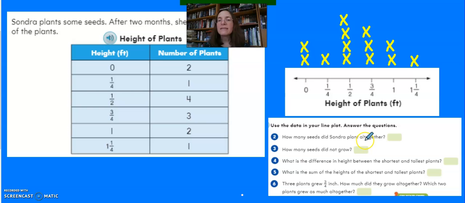How many seeds did Sandra plant altogether? Well, I could count my X's to do that. So there's 3, this is 3, that's 6, this is 3, that's 9, this is 3, that's 12, and then there's this last one at 13. So the answer here would be 13.